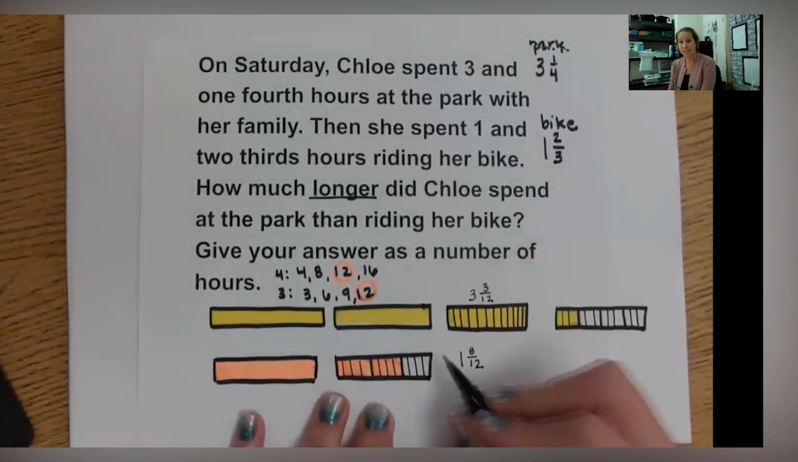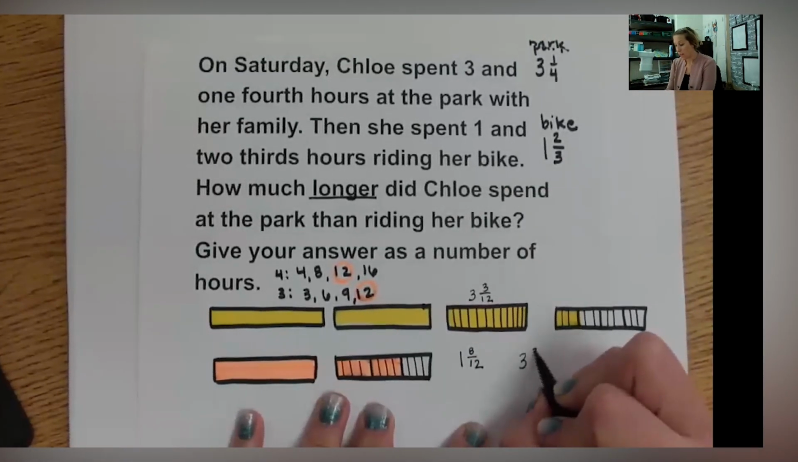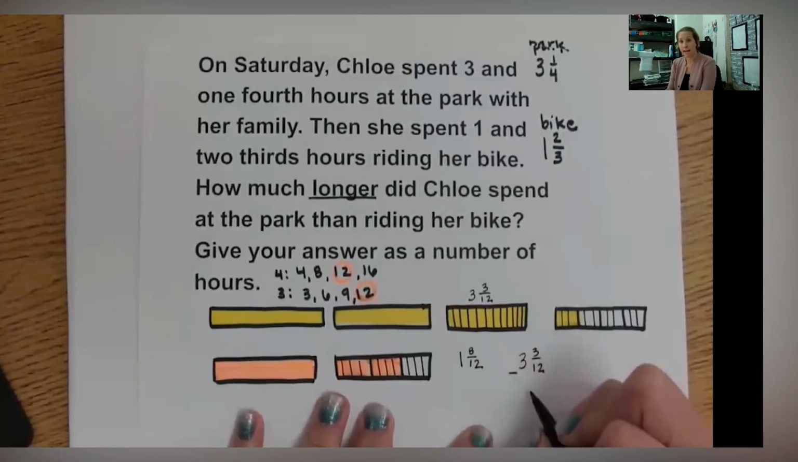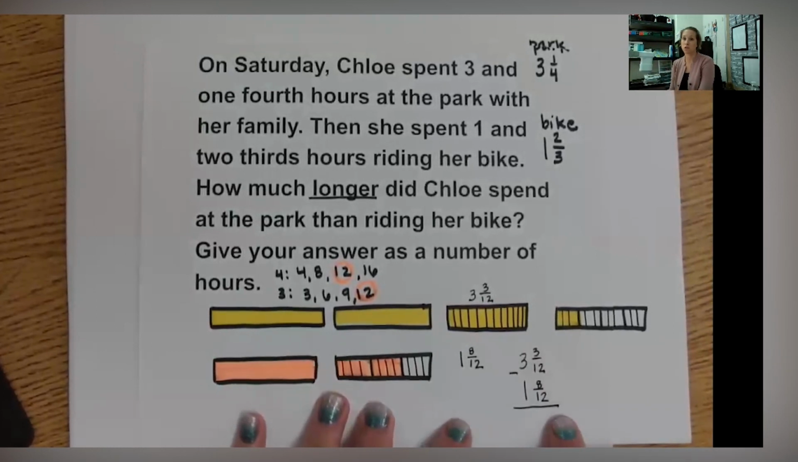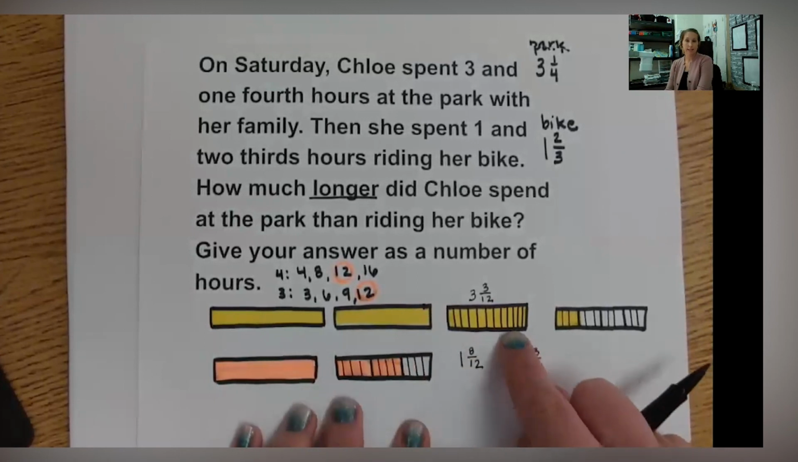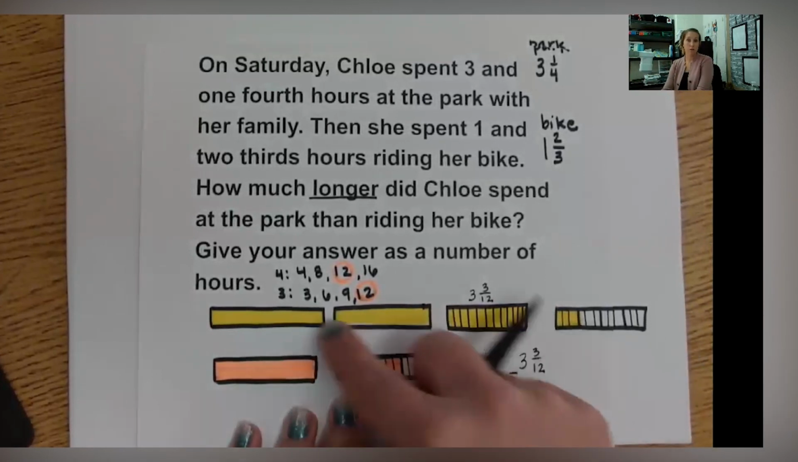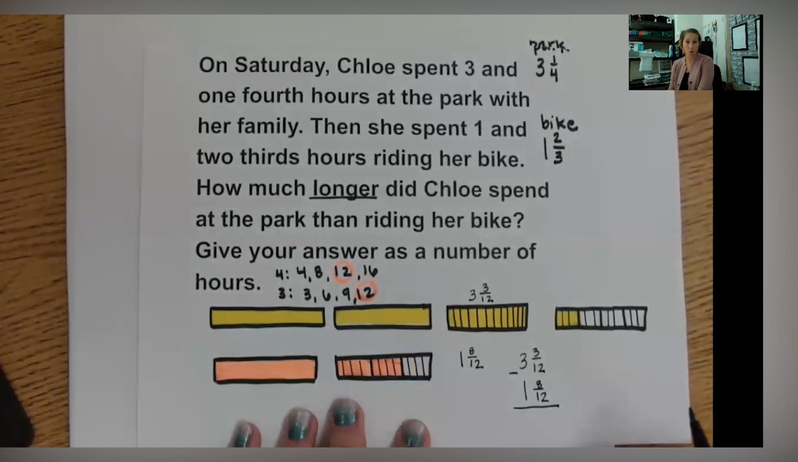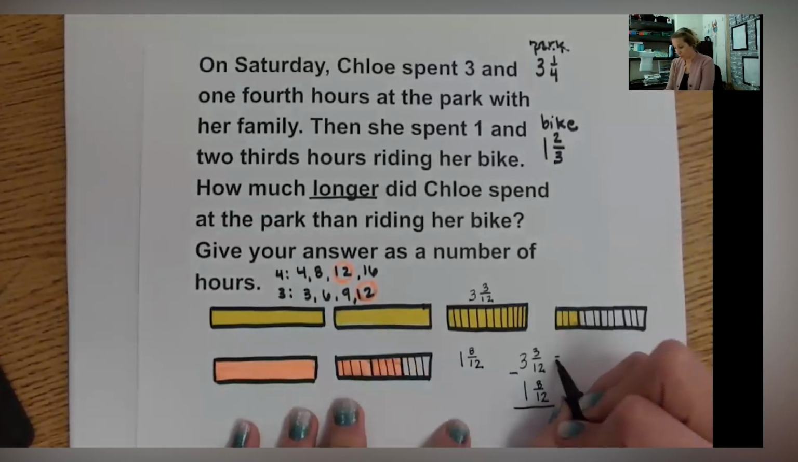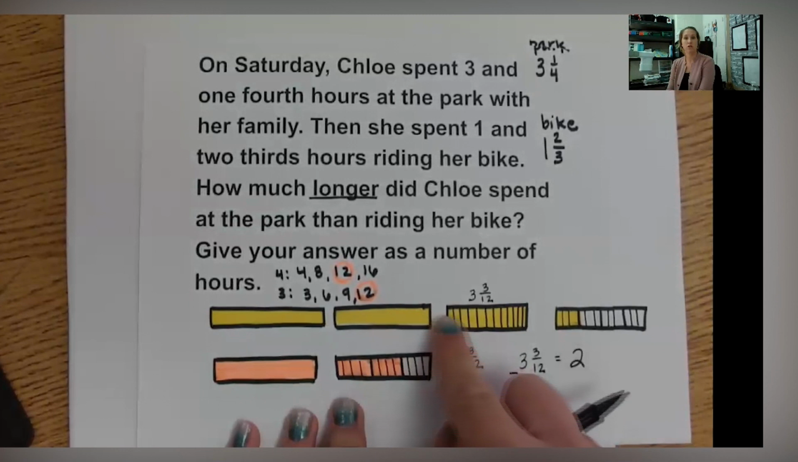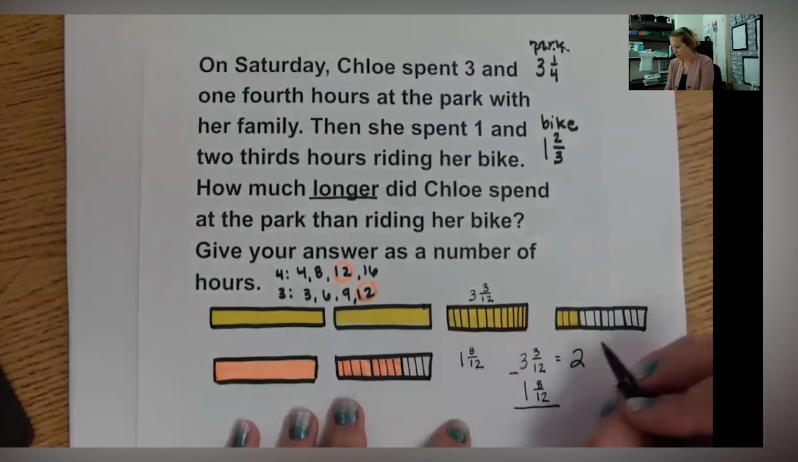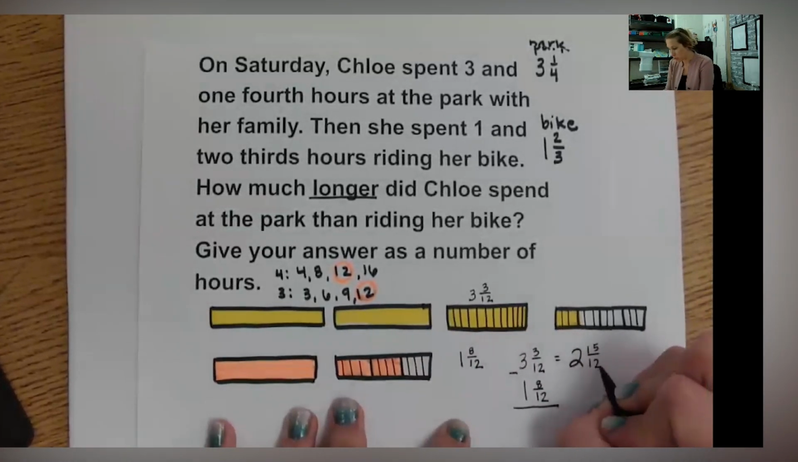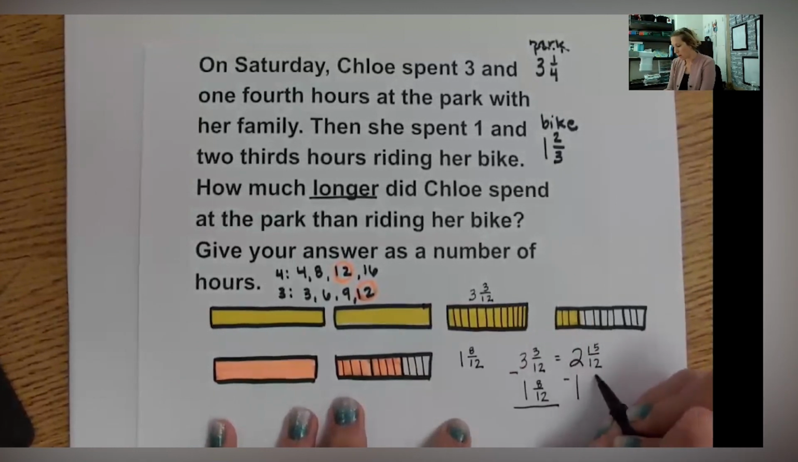Excellent. I could say 3 and 3 twelfths minus 1 and 8 twelfths. But we already said that I can't do that because I only have 3. So we're going to rewrite this. Instead of 3 wholes, I'm now going to think of this as how many wholes? 2. And how many pieces? 12, 13, 14, 15. And 15 twelfths, minus 1 and 8 twelfths.